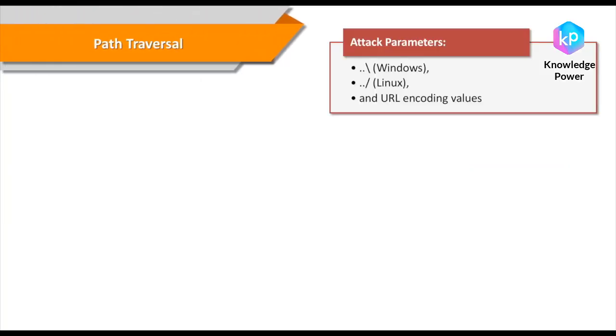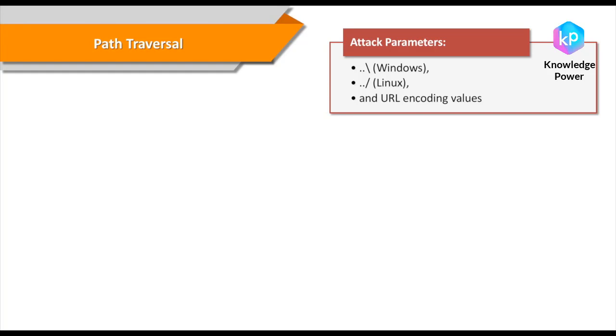Path traversal attack is also known as dot dot slash, directory traversal, directory climbing, and backtracking. This attack aims to access files and directories that are stored outside of the web root folder. By manipulating variables that reference files with dot dot slash sequences and its variations, or by using absolute file paths, it may be possible to access arbitrary files and directories stored on the file system, including application source code or configuration and critical system files. It should be noted that access to these files is limited by system operational access control.